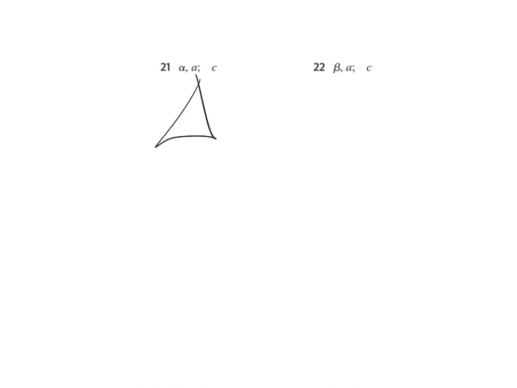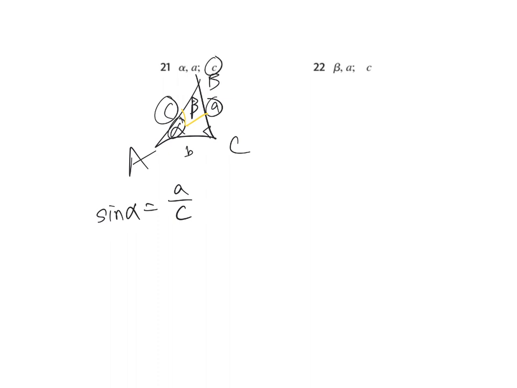21, same thing. A, B, C, alpha, and beta. We have alpha, A, and hypotenuse. So that'd be the opposite leg over the hypotenuse, that's sine. So the sine of alpha is equal to A over C. We're solving for C. Multiply by C and then divide off the sine. So C is equal to A divided by the sine of alpha.